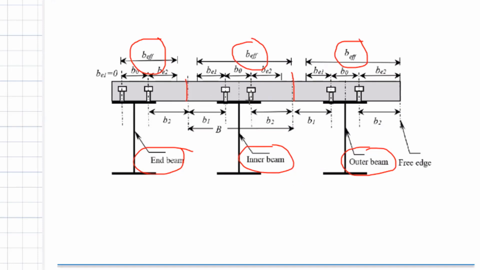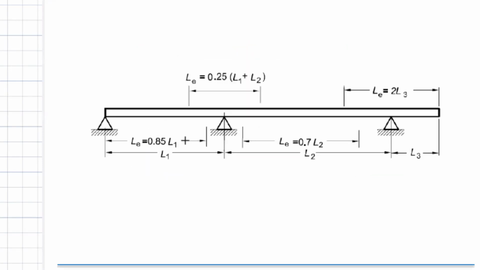Now, the effective BF is not decided by the cross section alone, but by the span. What we do is we take the bending moment diagram, and based on it, we locate certain points: if it is a mid span, a support span, the next mid span, the support span. So we identify different regions, and we use the L effective to find out the B effective.